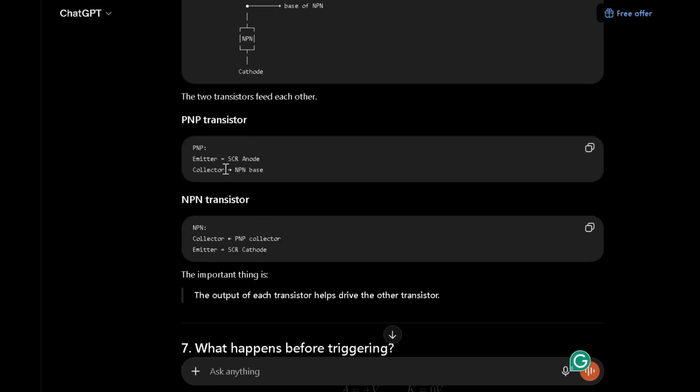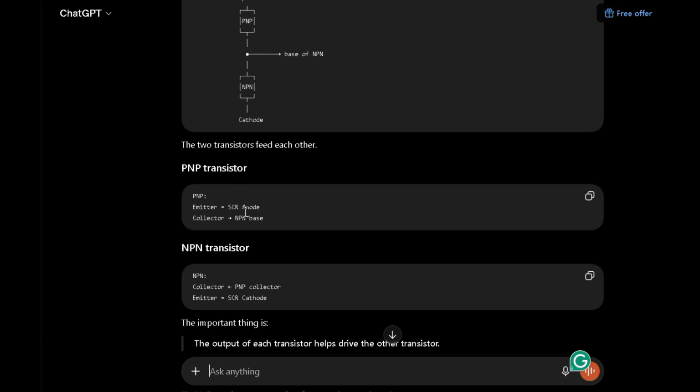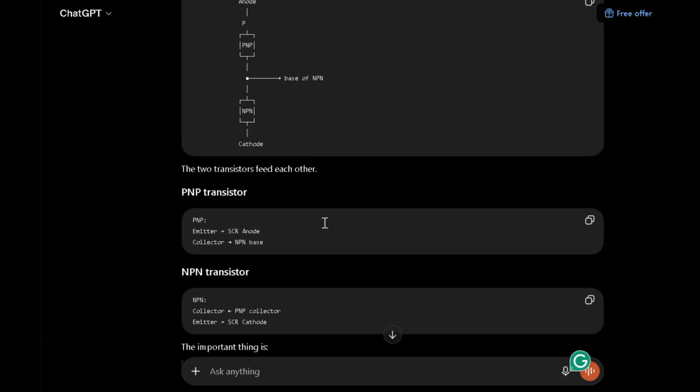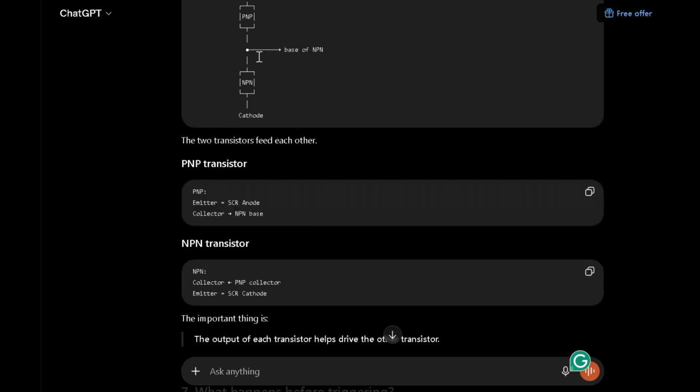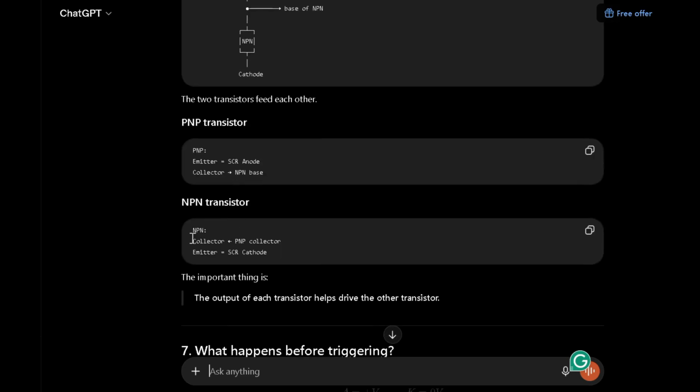So we can imagine it. The collector connects to the NPN base. Now, this line represents the base of the NPN. It is not some other input being given. This represents the base of the NPN and the PNP. In the PNP, the P is connected to the base of the NPN, meaning P is connected to P. The NPN has the PNP collector connected, and the emitter is the SCR cathode. The important thing is the output of each transistor feeds the other transistor.